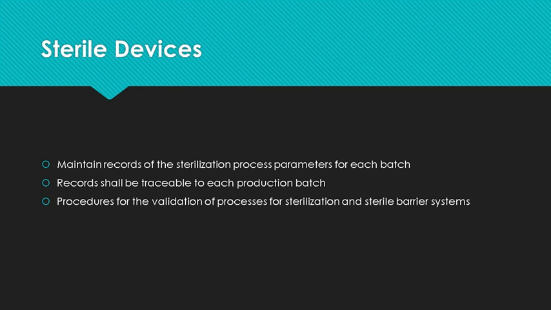Now let's talk about a special category, sterile devices. Procedures for validation of sterile processes must be determined and performed. Organizations producing sterile devices must maintain records of sterilization process parameters traceable to each batch and verify they are in compliance with the validated parameters.